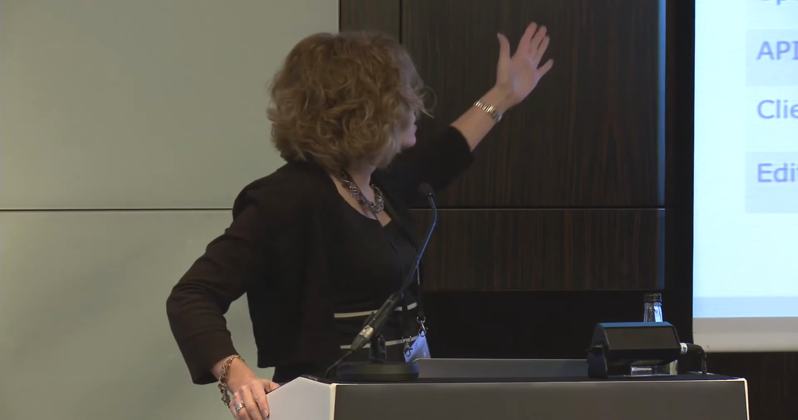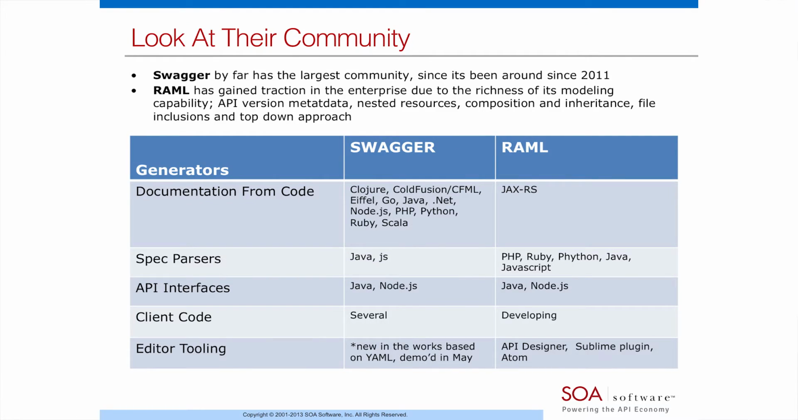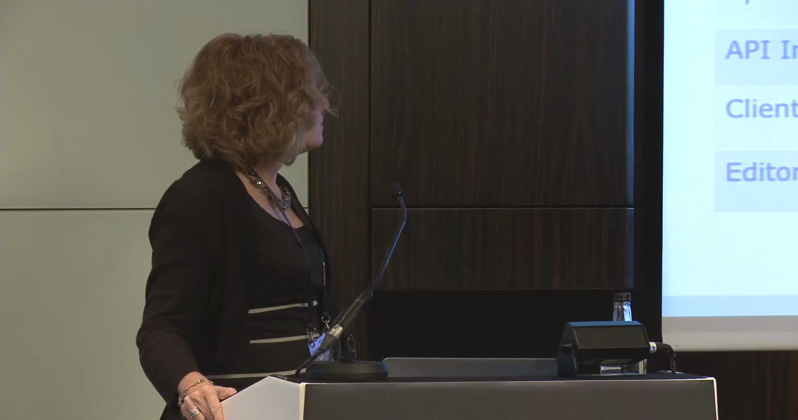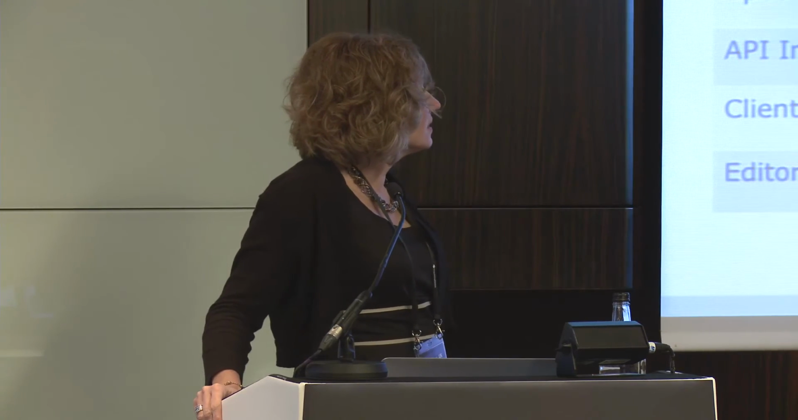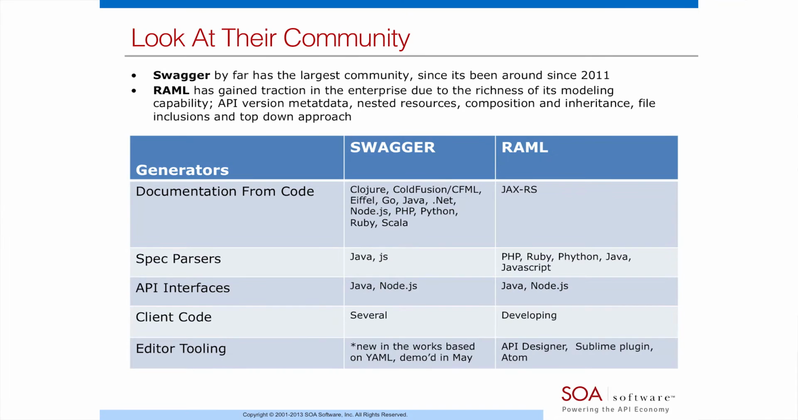Documentation from code, I was just talking about that. Swagger has a lot more. Eiffel, who here programmed in Eiffel? I thought I was the only one, because that's the language I learned in. So I was super excited when I saw that you can generate documents from Eiffel. Spec parsers are available in Java and JavaScript. RAML has a lot of different spec parsers, so that's where RAML had a little bit more capability.